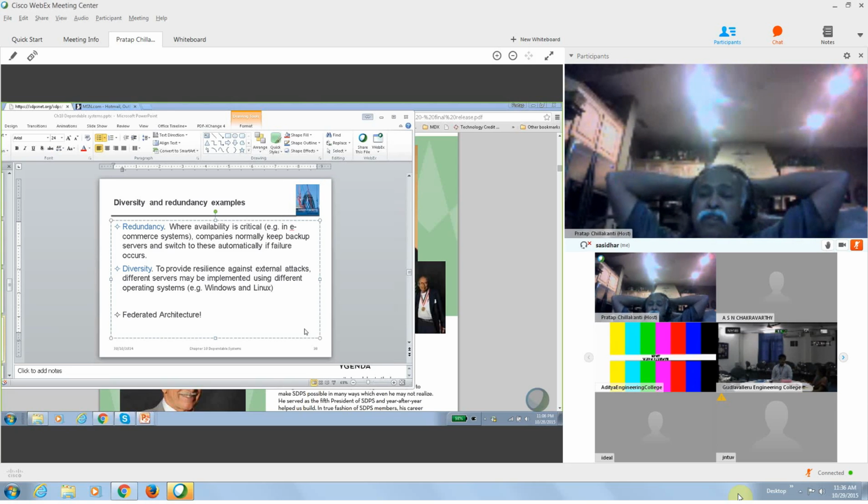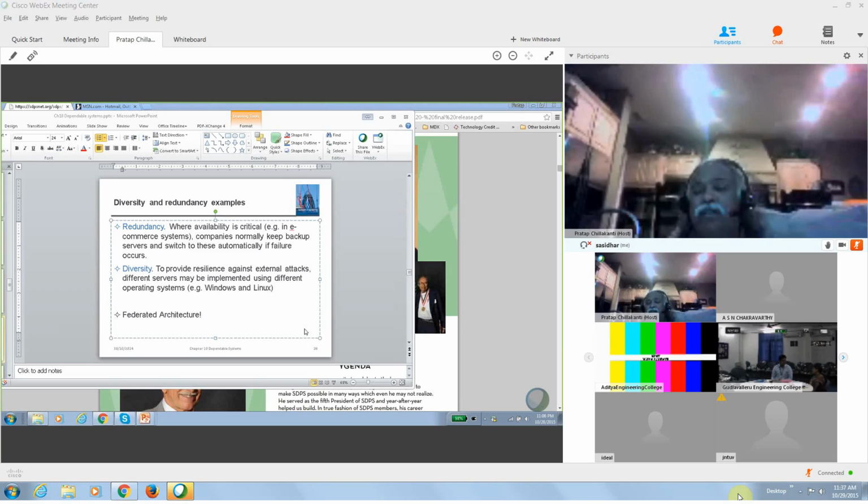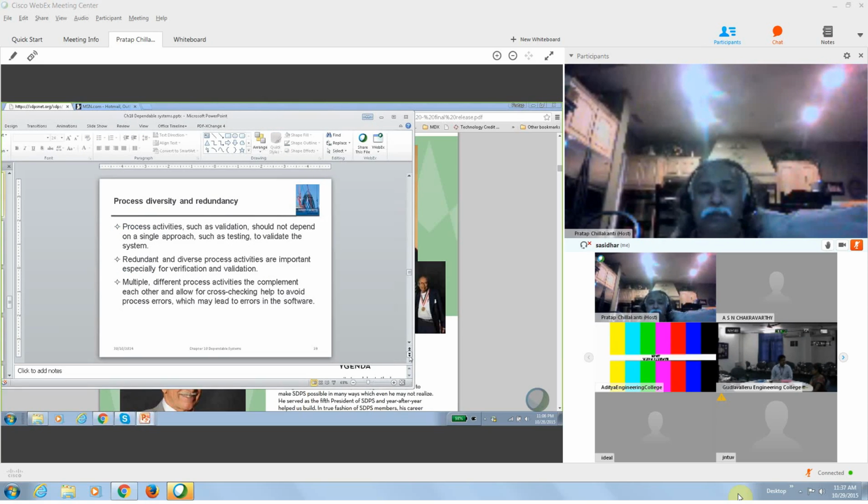Why do we want diversity? The reason why we want diversity is we are saying, hey, if the hacker by damage, okay, that is one of the reasons why we want diversity of the computing environment too.